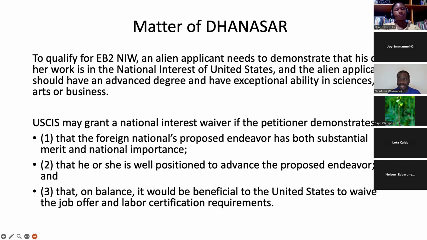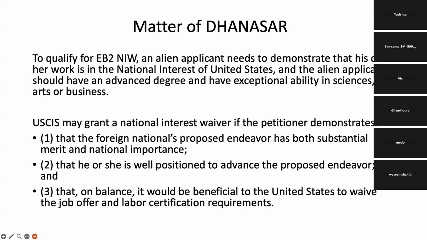Because before anyone gets a green card, you must have a job with an employer who speaks to the immigration office on your behalf. Now, to bypass all this process, you are saying that you're proposing to do something that will benefit the country. In addition, you have achieved a level of success that makes you well positioned to advance, or successfully carry out, that proposed endeavor. And the United States will benefit, even if other workers are available, because whatever you're proposing is enough for them to give you that green card.